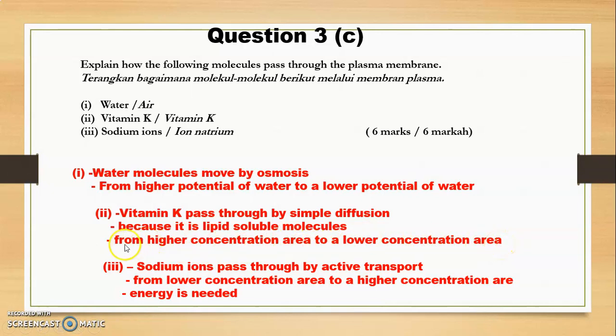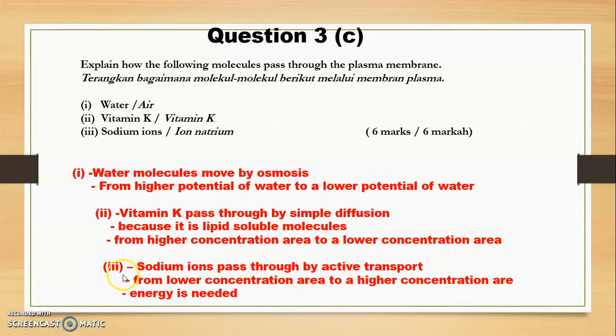Make sure you write in full sentences. Do not write like this. You have to write in full sentences. For example, vitamin K passes through by simple diffusion because it is a lipid soluble molecule. Then vitamin K moves from higher concentration area to a lower concentration area.